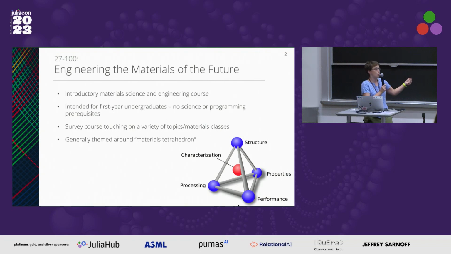Processing, so the way that we process a material can impact these other pieces, and then we often put characterization in the middle because that ties it all together. Understanding how we measure these things, what we can measure, what's harder to measure, all of these pieces are really important.